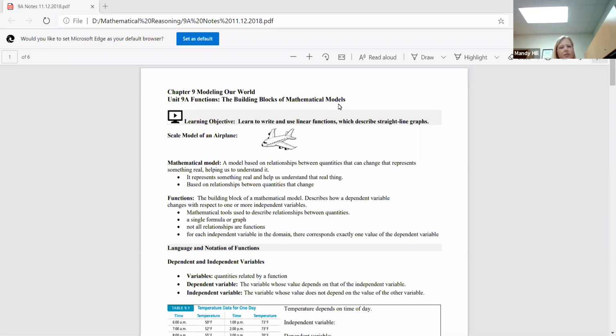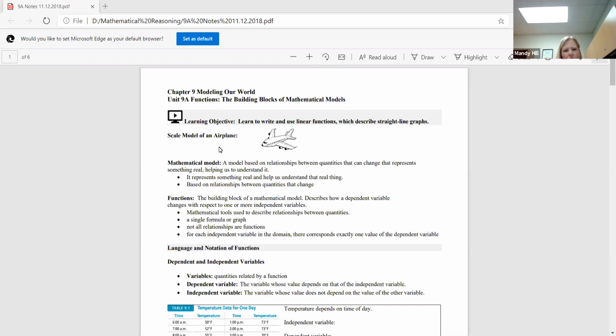Okay, this is Chapter 9, Section A, Modeling Our World. Basically, we're going to talk about how we use math to model different things that happen in our world that help us to make predictions. So we're going to learn to write and use linear functions, which describe straight line graphs.